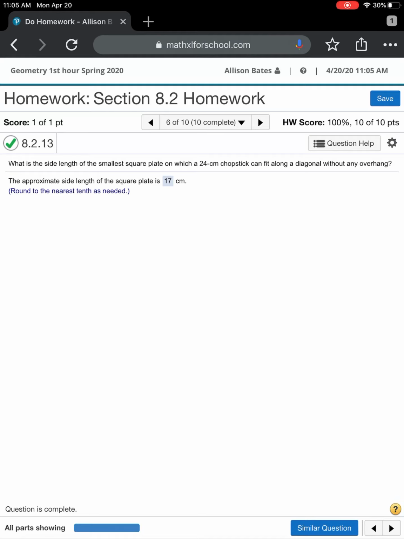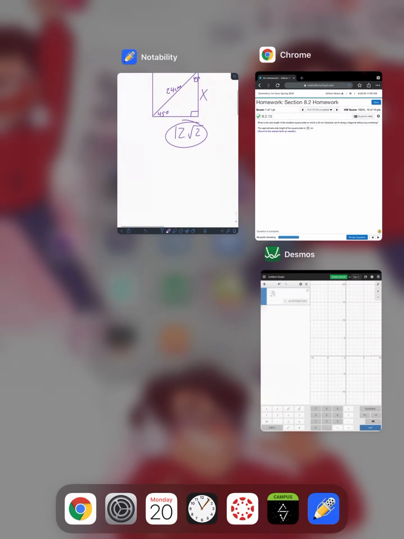Word problems are so weird because you could just measure the plate in real life. But we're going to forget about that because unfortunately tests don't take logical answers. So, what is the side length of the smallest square plate on which a 24 centimeter chopstick can fit along a diagonal without any overhang?